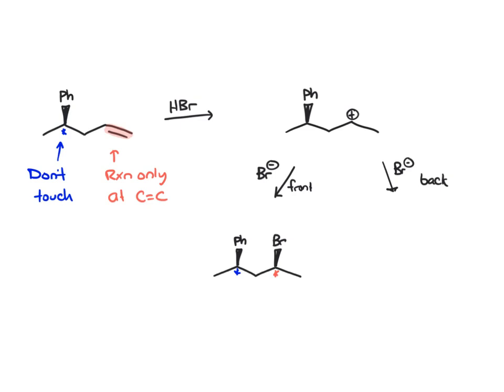If we add it from the back, we'll draw a second product. I'll leave this chiral center alone. It comes in from the back, the Br is on a dash. And there's our new chiral center. In this case, one chiral center stayed the same, one was inverted. This is a pair of diastereomers. Usually you don't get a 1-to-1 mixture. Usually you have an unequal mixture.